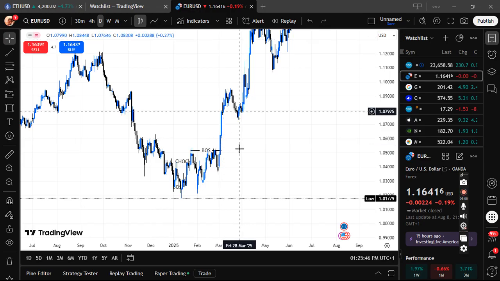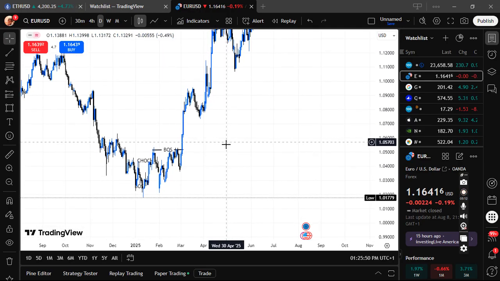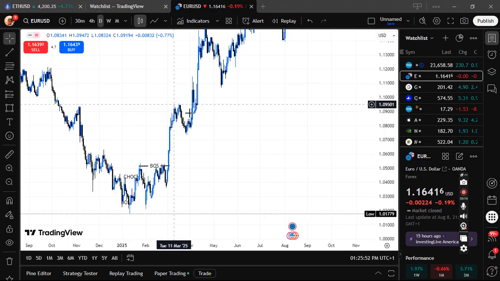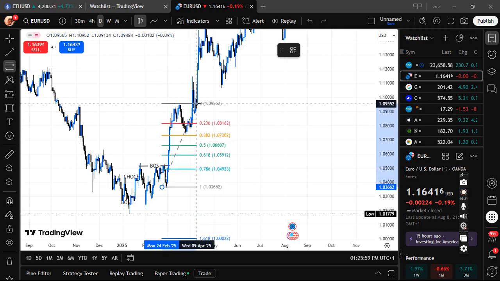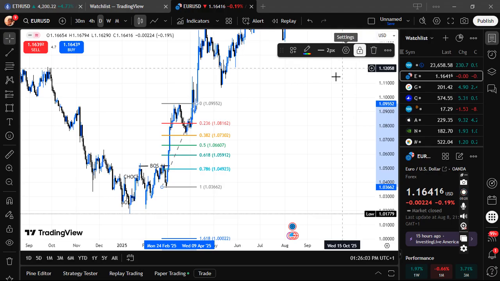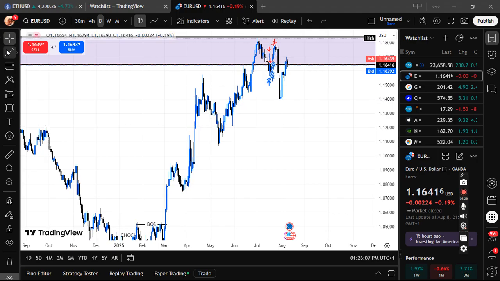Then we got an impulsive movement. Then we have a retracement. So if I want to check it, we have a retracement here. This retracement should be at the 0.3 level. Look at it, at the 0.38 level, we got a retracement. Sorry for the lag. So now we also get another break of structure to the upside.